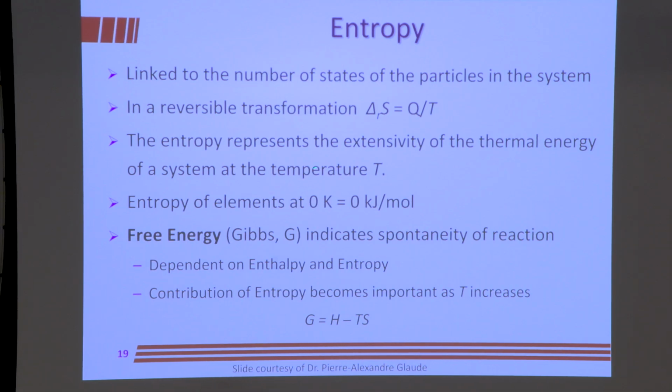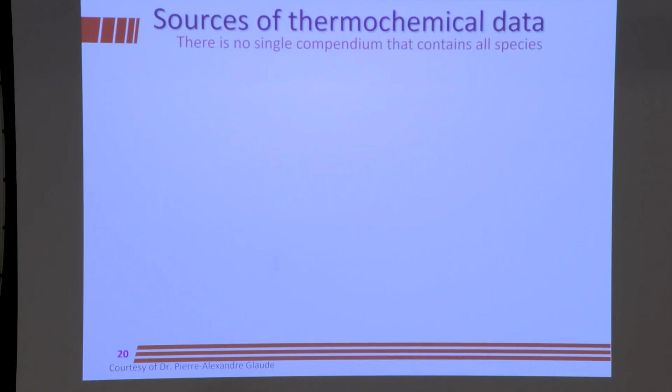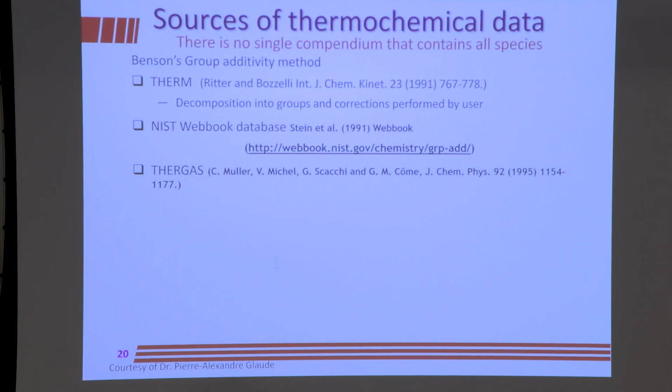Okay, and then entropy is equal to the heat divided by T. So it's equal to the integral of Cp over T dT. Okay, so the contribution of entropy becomes important as temperature increases because the Gibbs free energy is equal to enthalpy minus T times entropy. Okay, so where do we get sources of thermochemical data for combustion?